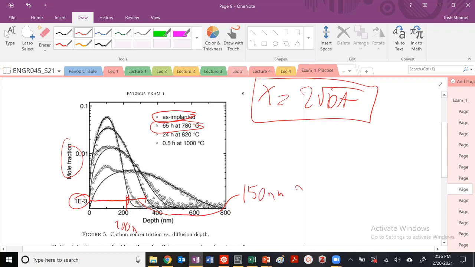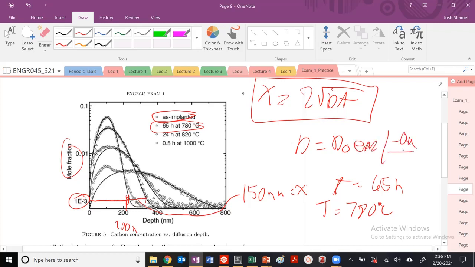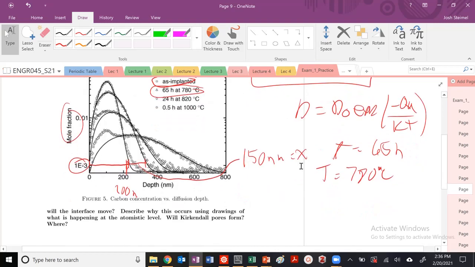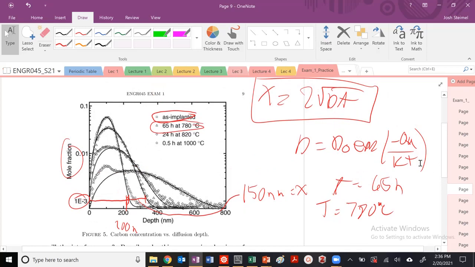Let's say this is like 150 nanometers. So we travel a distance x, or an additional implantation depth, of 150 nanometers for a time equal to 65 hours, and then at a temperature of 780 degrees C. We know that D is equal to D naught times exponential minus QA over KT. So we're going to need to use this expression, and we're going to need to figure out the diffusivities at a couple different temperatures, and then figure out how we can calculate the activation energy and solve for the problem. So let's go ahead and do that.